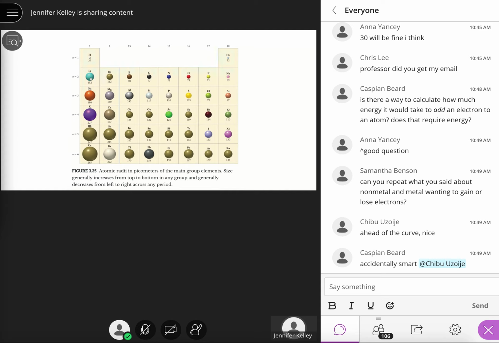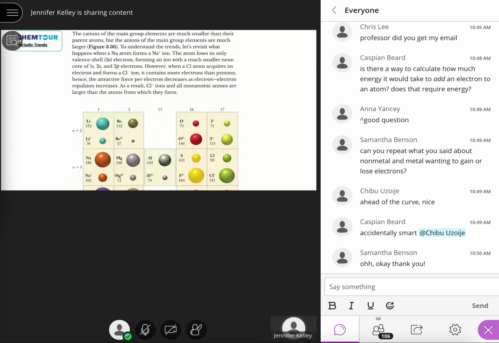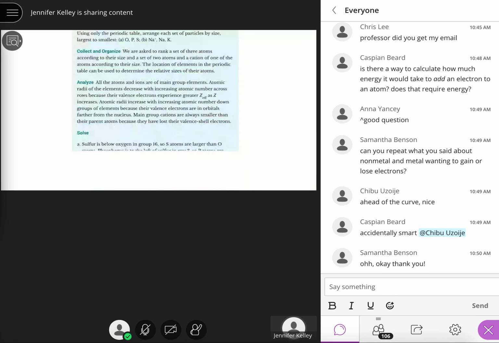On the other hand, if you look at lithium, lithium has 1 more electron than helium. Helium is a noble gas, so it's very stable. So if lithium lost an electron, it'd be just like helium. And then we talked about the ionic size.